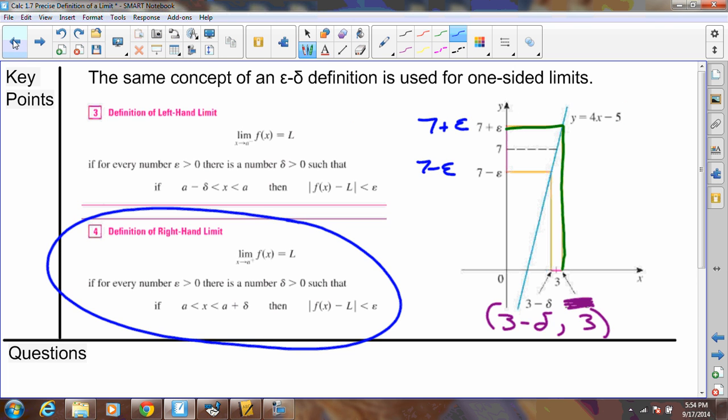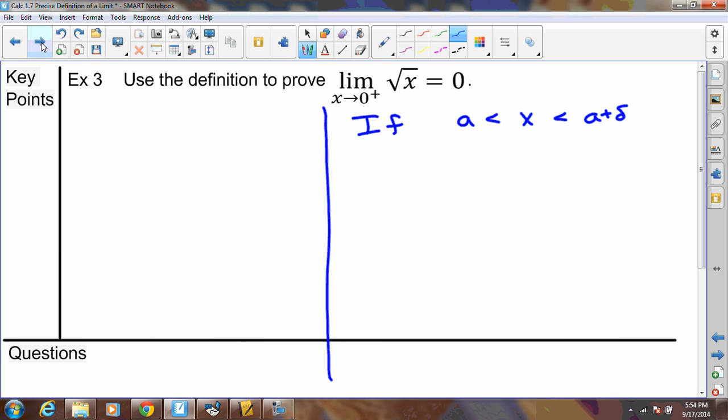Backtracking again, that's exactly what we had here. We will need to figure out what the delta value is. Well, first off, remember, a is what the limit is approaching. It's approaching 0. This a is the number 0. So what we really have going on is, whoa, that was too big. The board wants to erase everything, so I'll just have to rewrite it. If we have 0 is less than x, which is less than 0 plus delta, we are going to have to figure out what that delta value is.